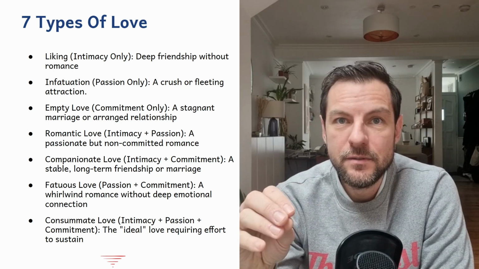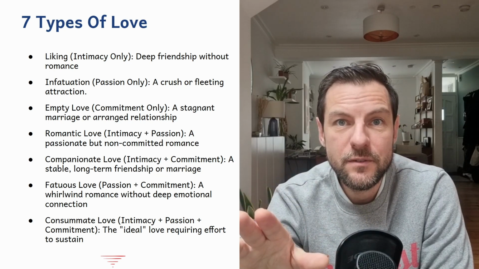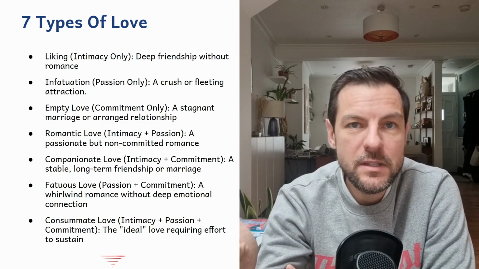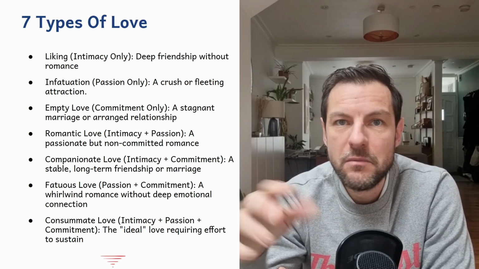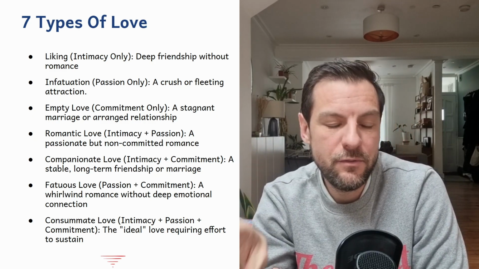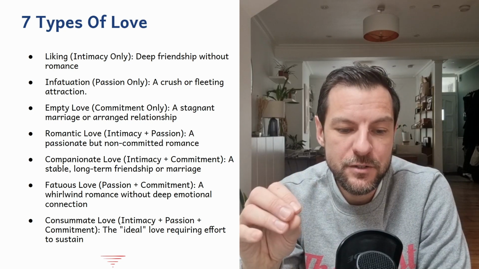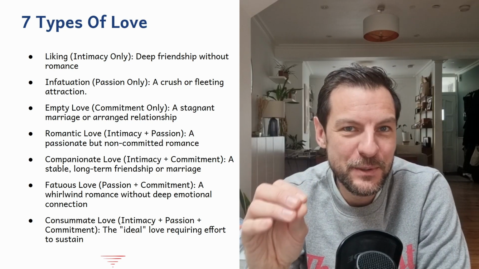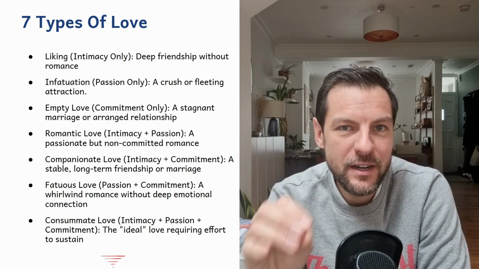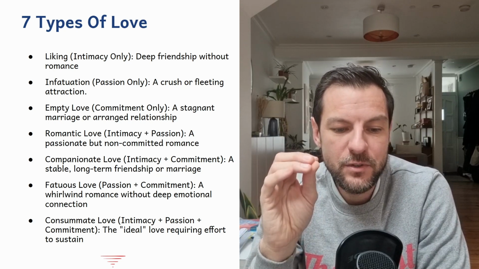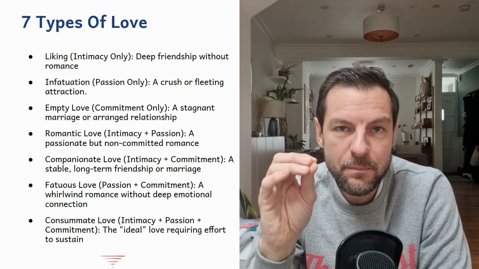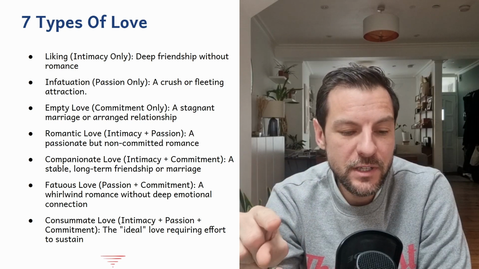You only have the commitment. We stay together for the kids. We have no intimacy, there's no passion. We just stay together because we have to, kind of dynamic. Romantic love is intimacy and passion. This is the very important one. This is where you feel heartbroken, when you have intimacy and passion, but it's not committed. And I'll come to that in a second.